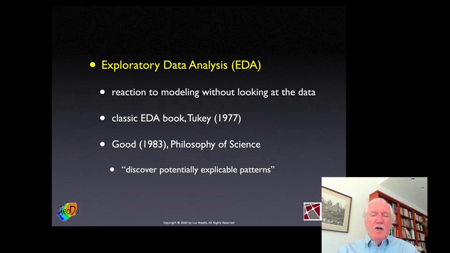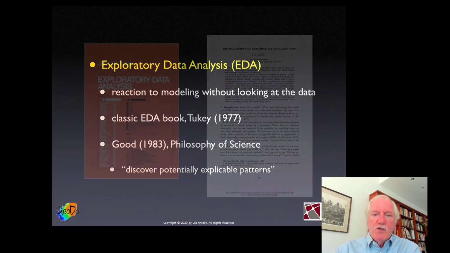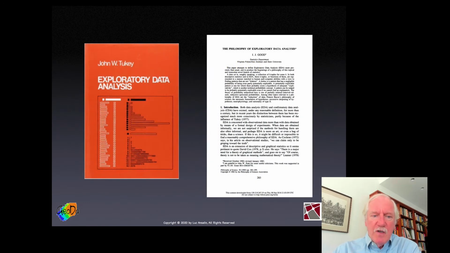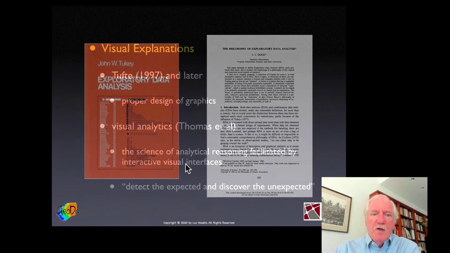And I.J. Good, in an article in the journal Philosophy of Science, which, if you have the time, is a great piece to read and to think about what exactly is exploratory data analysis and how is it different from standard statistics, used the term discover potentially explicable patterns. It's very important, this notion that you're not actually explaining anything, you are discovering things that might be explainable, which is a little bit different from what we usually do. And so here's a sense of what this is: the cover of the Tukey book, and then the article. As I said, if you have time, it's a good read.